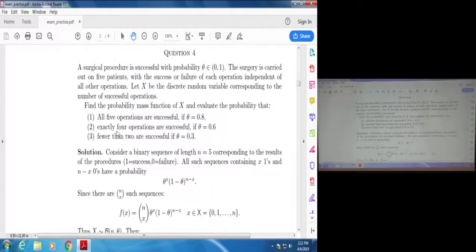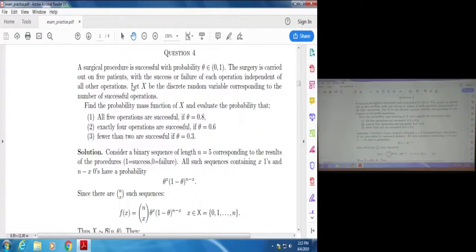Question 4 is pretty straightforward. So this is basically the description of a binomial distribution, and I have taught you very, very specifically what a binomial distribution is. So it's like this. A surgical procedure is successful with probability theta. Okay, theta is a number in 0, 1. The surgery is carried out on 5 patients, with success or failure of each operation independent of all other operations.